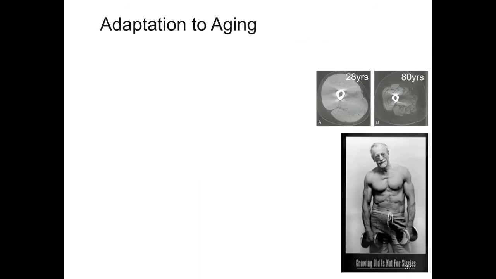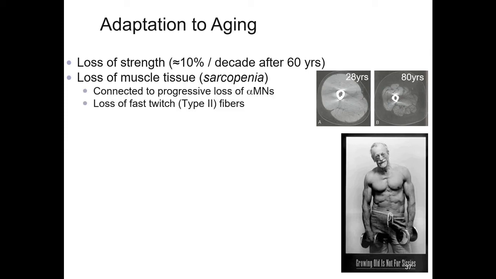Let's talk about adaptations in muscle in response to aging. After the age of 60, we begin to see a reliable loss of strength as a function of increasing age. Strength is lost at a rate of approximately 10% per decade. The loss of muscle tissue, or sarcopenia, is connected to the progressive loss of alpha motor neurons and the loss of fast-twitch type 2 fibers.